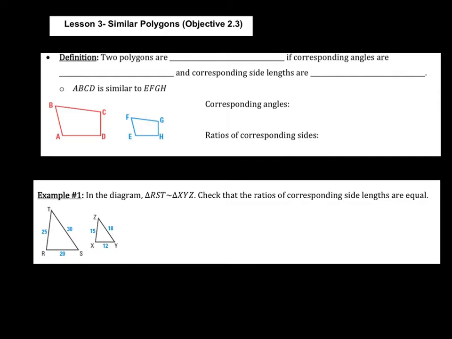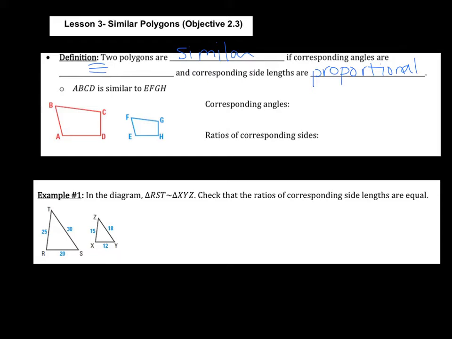Go to page 8 in your Unit 2 packets, and we are going to start with a couple of definitions. We're going to be talking about similar polygons. Two polygons are similar if corresponding angles are congruent and corresponding side lengths are proportional. That's how we know that two polygons are similar, if they have those two things, and hopefully you discovered that through your investigation of those triangles that you have done in class.